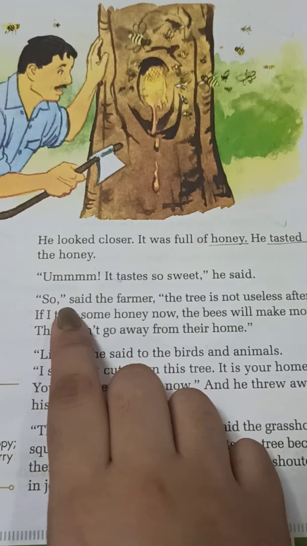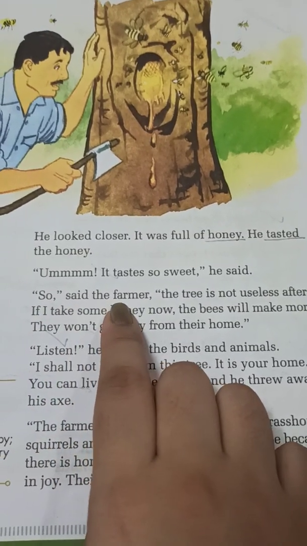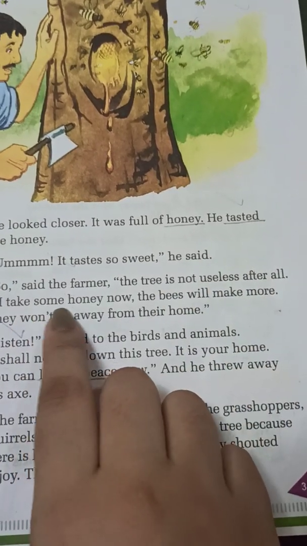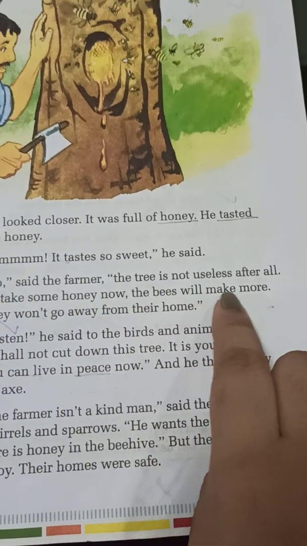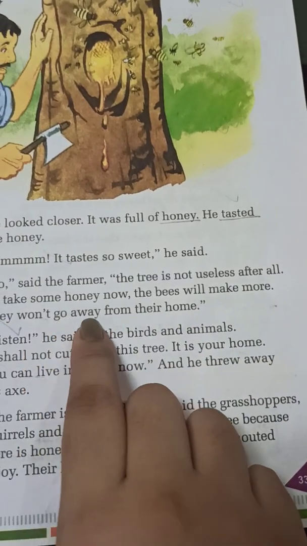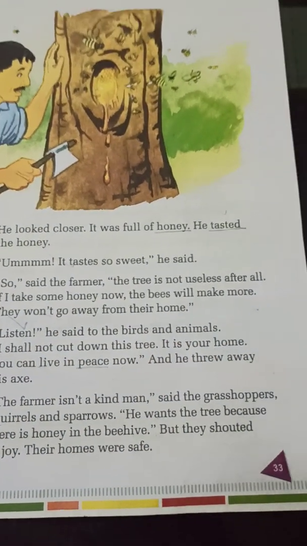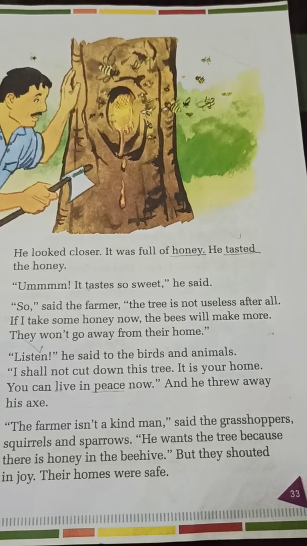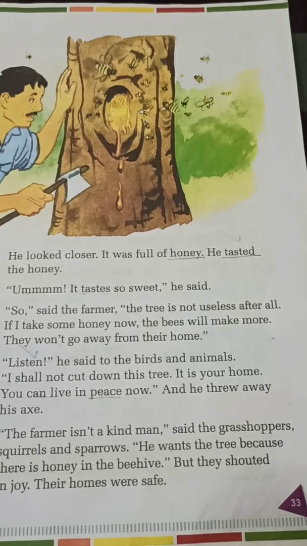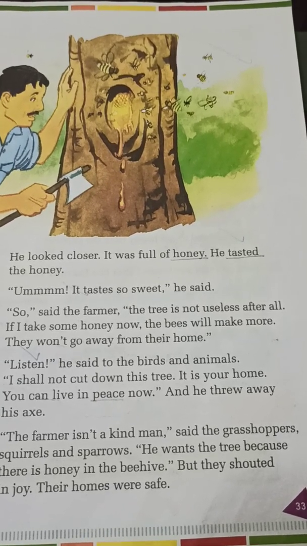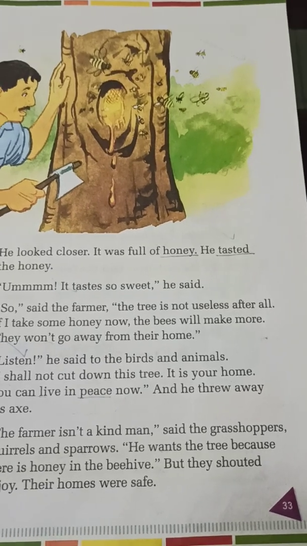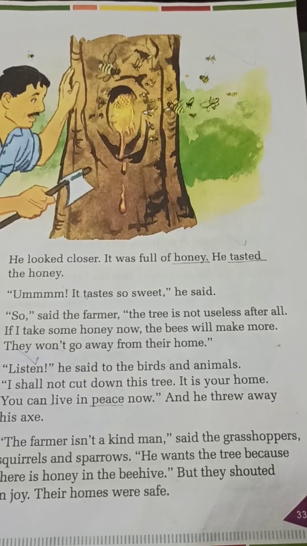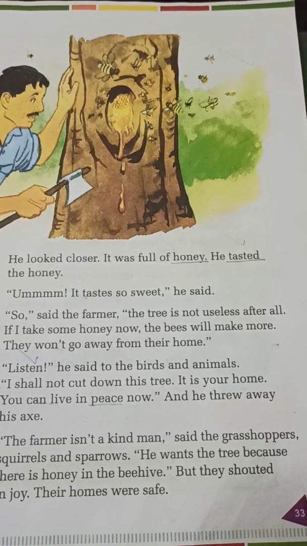Yes. So said the farmer, "The tree is not useless after all. If I take some honey now, the bees will make more. They won't go away from their home." Okay, so he said to himself, the tree is not useless after all. Now, why did he say to himself the tree is not useless after all? Because inside the hollow of the tree, there was a beehive, isn't it?